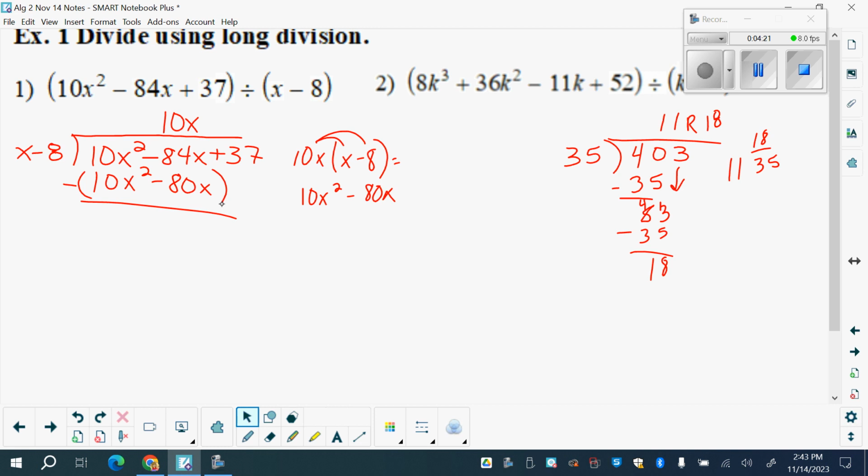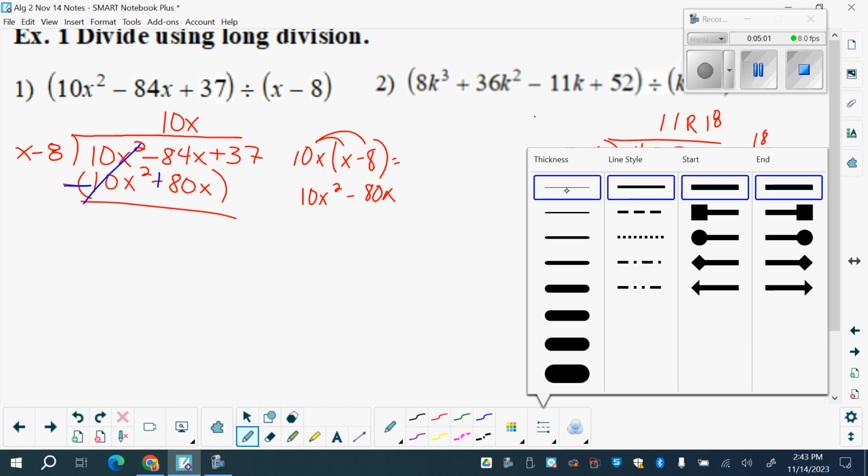So I am subtracting, right? Does that make sense how I'm subtracting? Just like regular division, but I'm subtracting all of it. So I'm putting parentheses around it because I need to subtract all of it. Since I'm subtracting all of it, I need to distribute that negative. So when I distribute the negative, this is negative 10x squared. And then what does the negative 80x become? Positive. So what happens to these two when I add them? They cancel. And then I have negative 84x plus 80x, which gives us negative 4x.